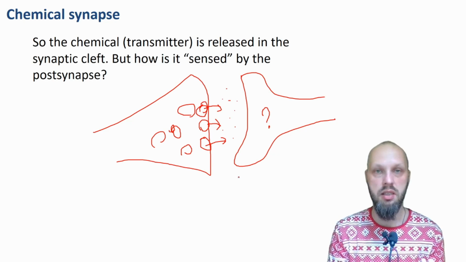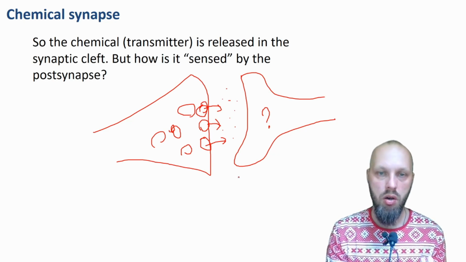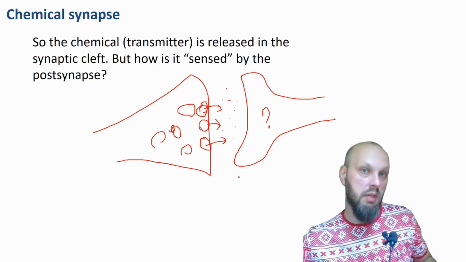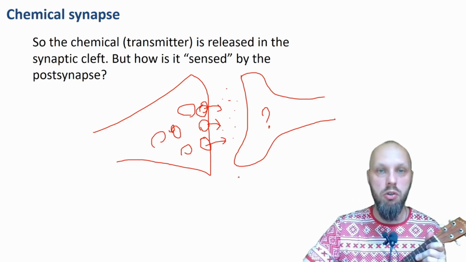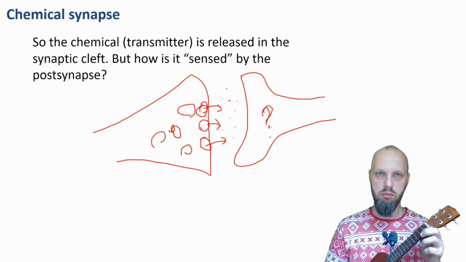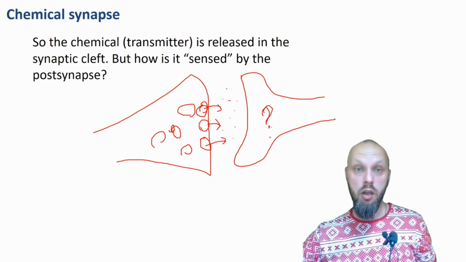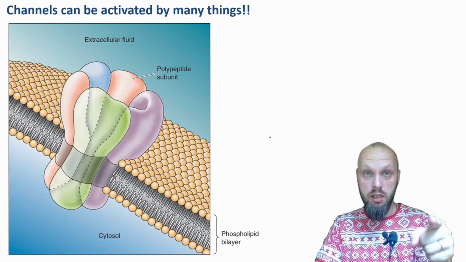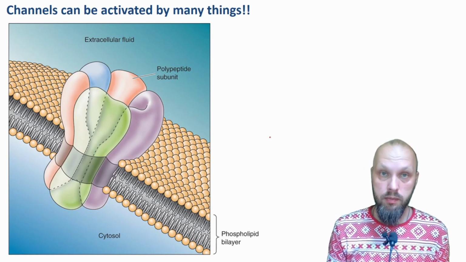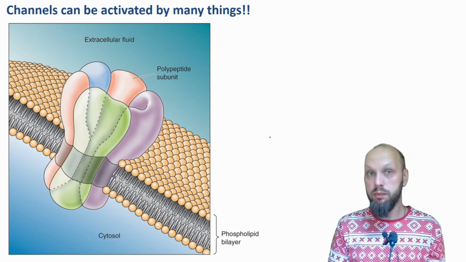How can it sense the presence of a neurotransmitter? Any guesses? Make a guess. What can sense the presence of the neurotransmitter? Okay. Channels. We talked about channels. Remember what they're made of?